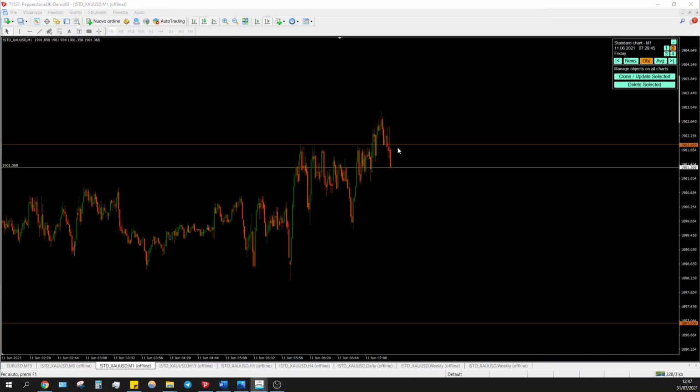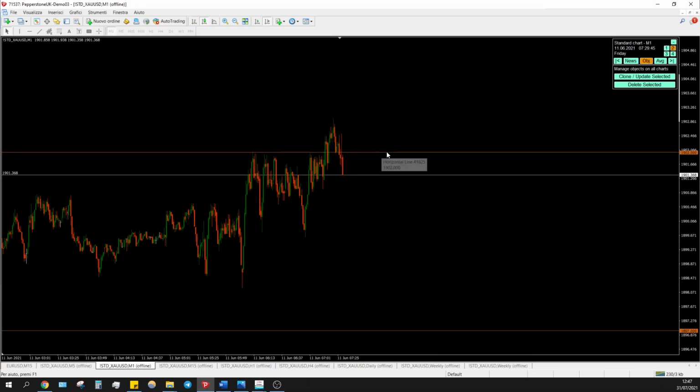Okay, so now we see a big rejection here. This is a big wick. We are closing below the previous highs, the top of the order block. So now if we see another try and failing to break above, we are going to enter sells.